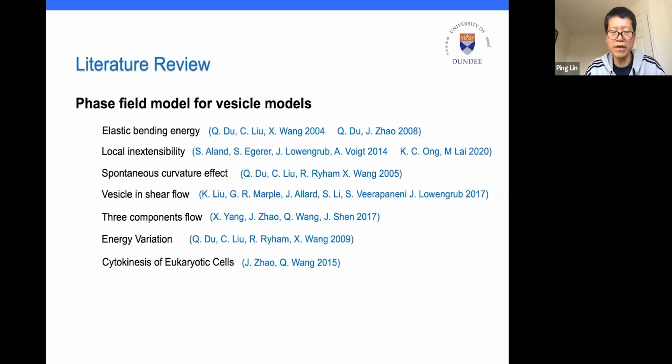That means this vesicle will have contact with the boundary. There are many works before, but no such work was available that considers the vesicle or red blood cell having contact with the boundary. If a cell passes through a narrowed blood vessel, it will contact the boundary of the vessel, and then it becomes a moving contact line problem. That's why we need to rewrite the model, and then we'll see the simulations.